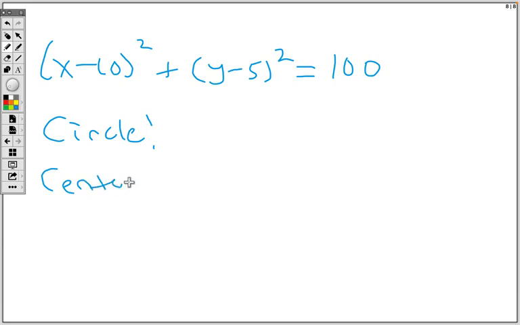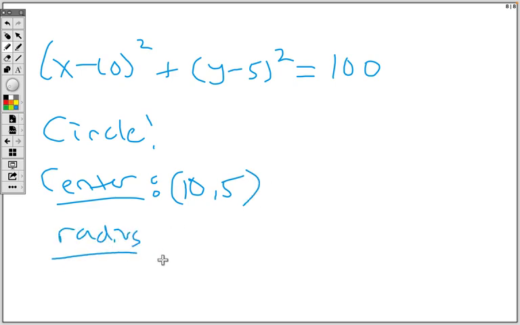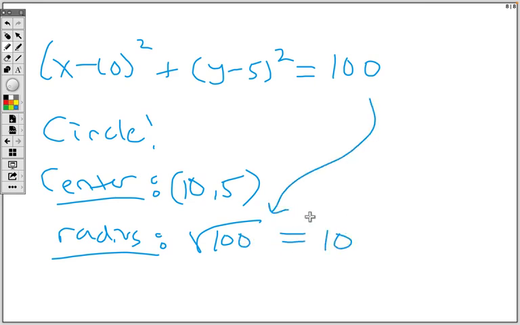Where's the center of the circle? (10,5). Perfect. And what's the radius of the circle? Yep, radius 10. Good. Square root of 100, which is 10. So that's where we get the radius there. Okay, so we go back now to the region we're looking at.